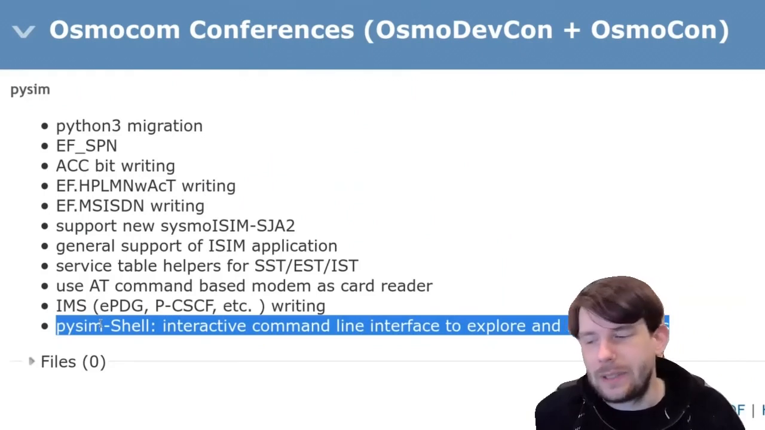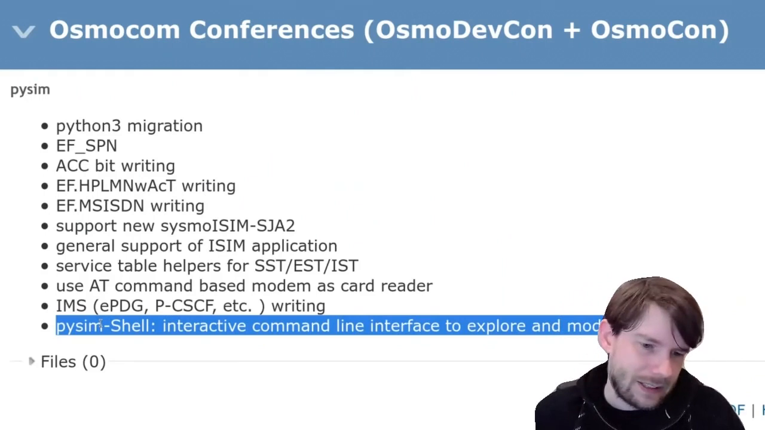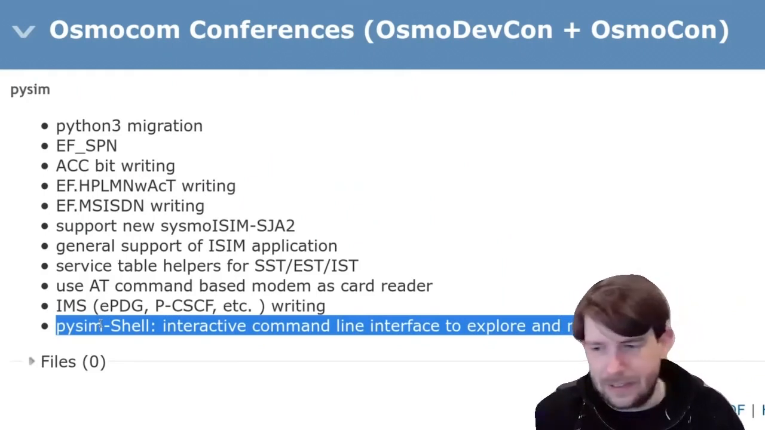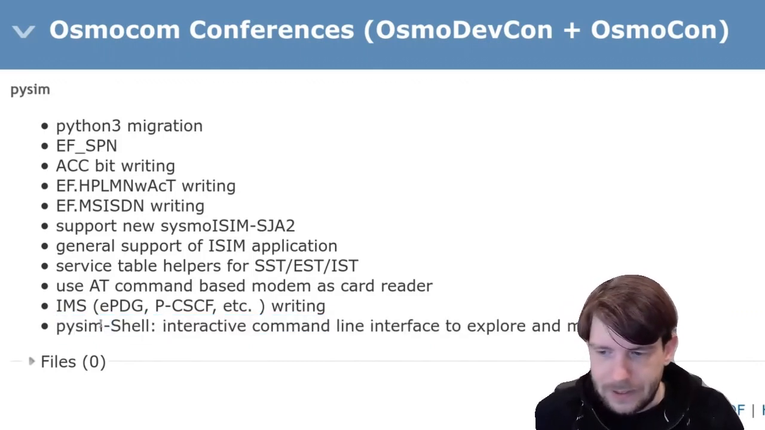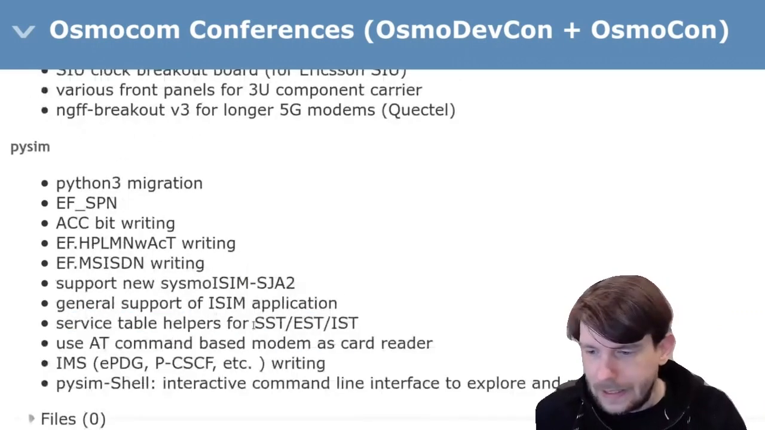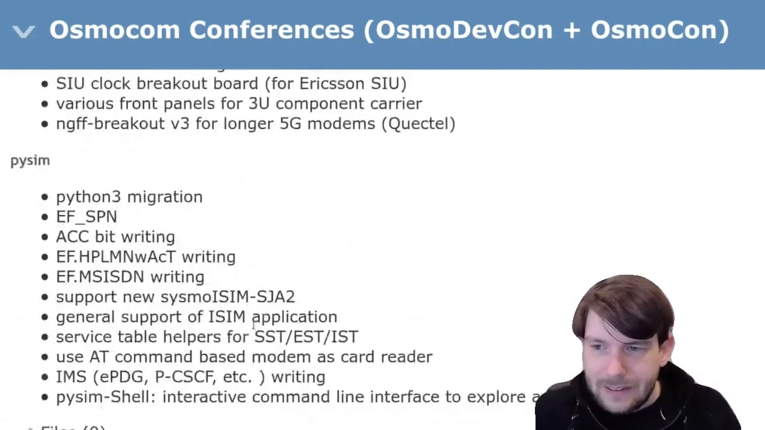exposing all this flexibility to the user, and an interactive shell for reading, writing, changing directories, decoding data, encoding data, authenticating with certain pins and so on, seemed like the only way this can be handled properly. So that's ongoing work. The basic Python shell is already merged, but there's still lots of improvements happening and extensions at this point. Yeah, that brings me to the end of the list.